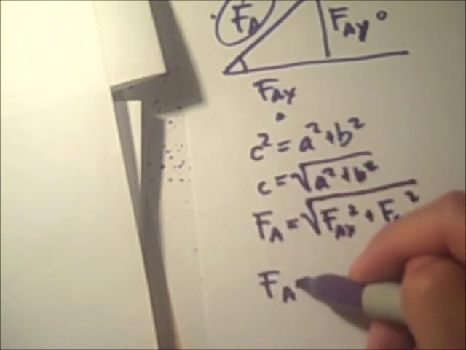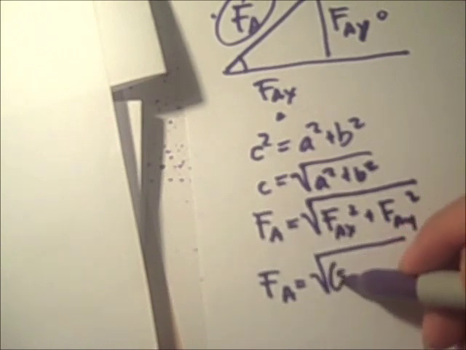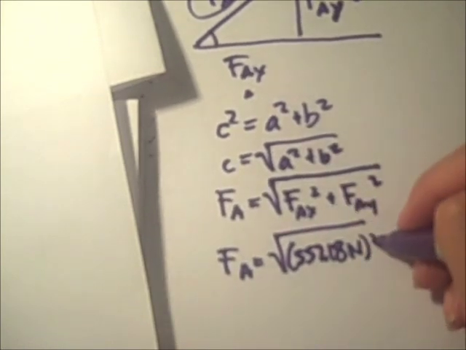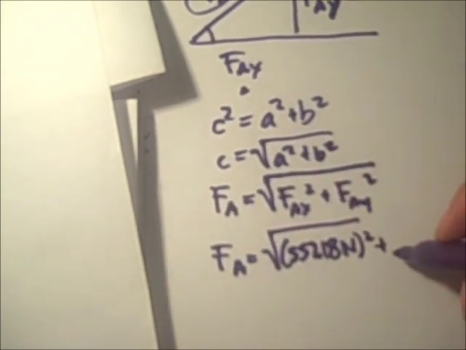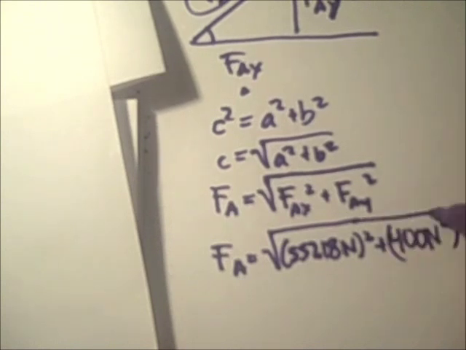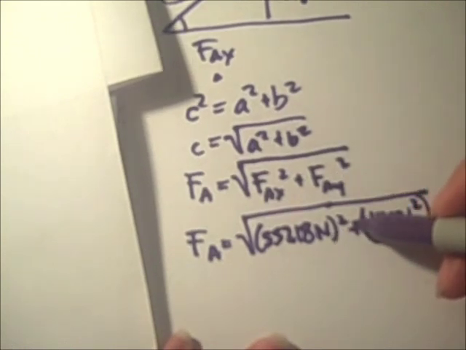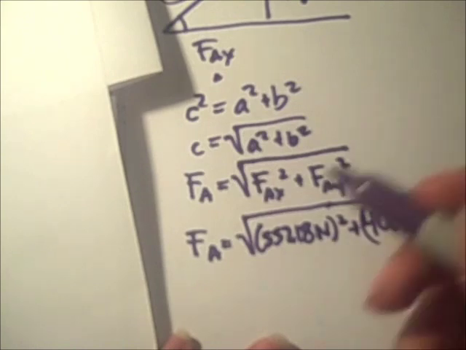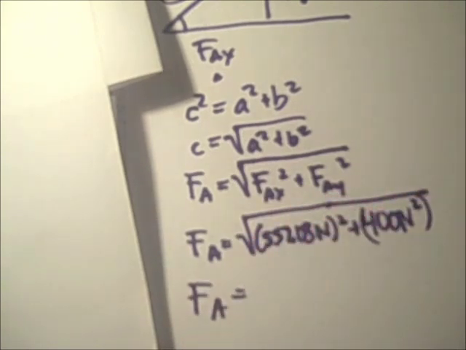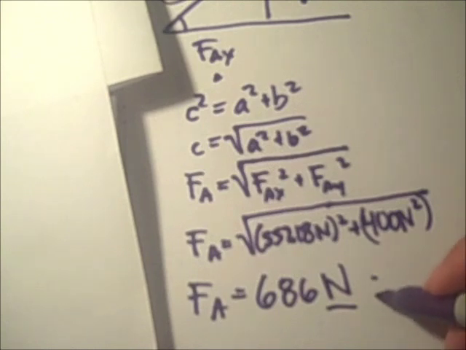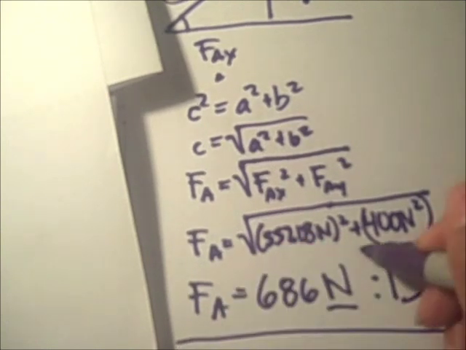Alright. So F_A equals the square root of 557.18 newtons squared plus 400 newtons squared. And somebody was telling me, well, wouldn't the newtons be square rooted too? Well, there's a square root here, so that cancels out. So the outcome is going to be the number of newtons that you get. It's going to be regular newtons. Don't forget those newtons. So we solve for F_A.